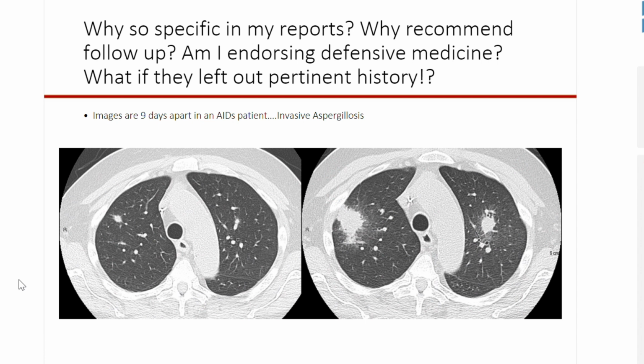But within 9 days, the patient started spiking fevers and having hemoptysis. And you can see the growth. Nothing grows faster than infection. And this was invasive aspergillus.